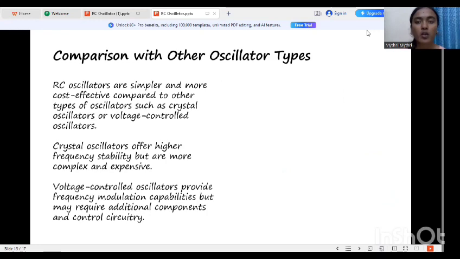Comparison with other oscillator types. RC oscillators are simpler and more cost effective compared to other types of oscillators such as crystal oscillators or voltage controlled oscillators. Crystal oscillators offer higher frequency stability but are more complex and expensive. Voltage controlled oscillators provide frequency modulation capability but may require additional components and control circuitry.